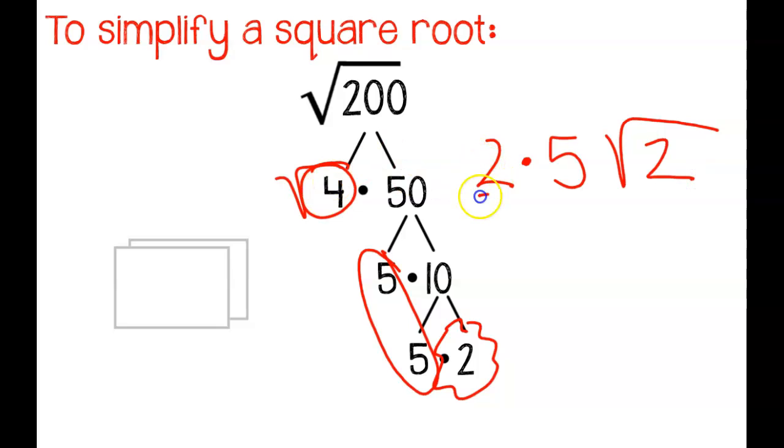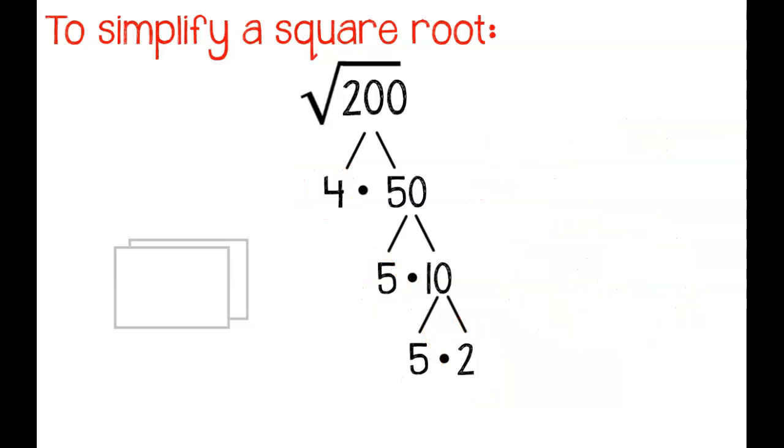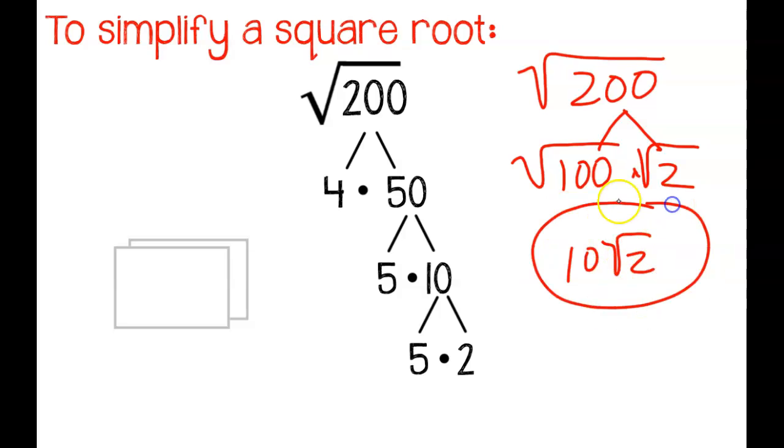So the square root of 4 came out, and the pairs of 5s came out. And 2 times 5 is 10. So the square root of 200 is 10 square roots of 2. Now that's a long way of going about it. What if you had realized that the largest perfect square that goes into 200 is actually 100? The square root of 100 is 10. The square root of 2 cannot be done.